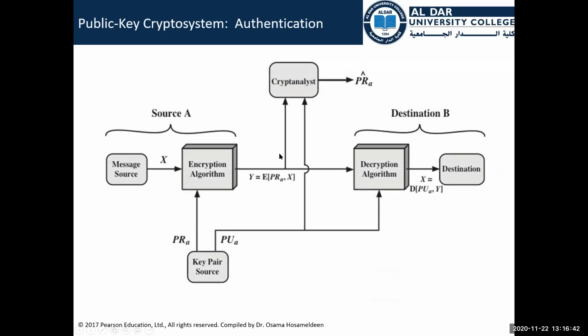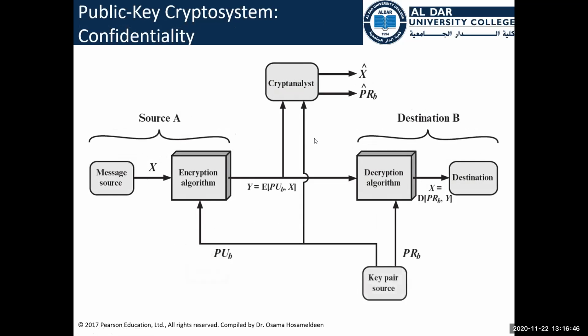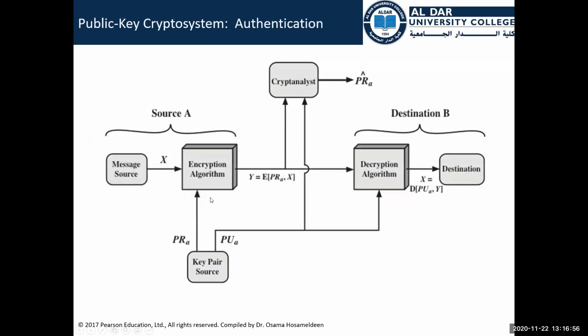For authentication, this is different from that one. You see, this is different. This is confidentiality, where we use the public key for encryption and the private key for decryption. Here we are using the opposite way around. We use the private key for encryption and the public key for decryption.